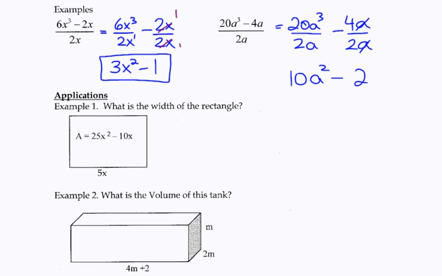Okay, what is the width of the rectangle? They give us the length and they give us the area. So what formula do we know for rectangles? We're dealing with area. Area equals length times width. If we're looking for width, what's the new formula? How would you get width by itself? Divide both sides by length. So width is area divided by length.